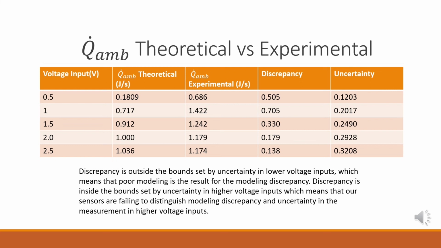The discrepancy is outside of the bounds set by the uncertainties for voltage inputs ranging from 0.5 to 1.5 volts. And based on this, we can conclude that the modeling discrepancy is likely due to poor modeling as opposed to the sensor inaccuracy for this voltage range. We can also conclude that the sensors likely failed to distinguish modeling discrepancy and uncertainty during measurements with an input voltage of 2 volts or higher.